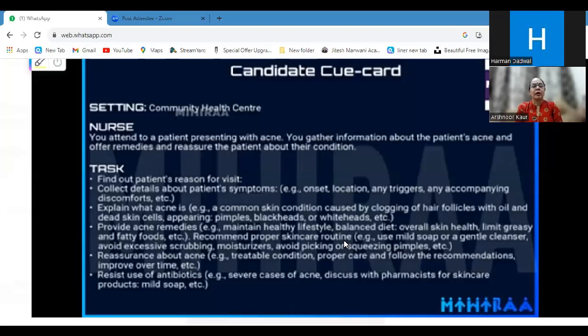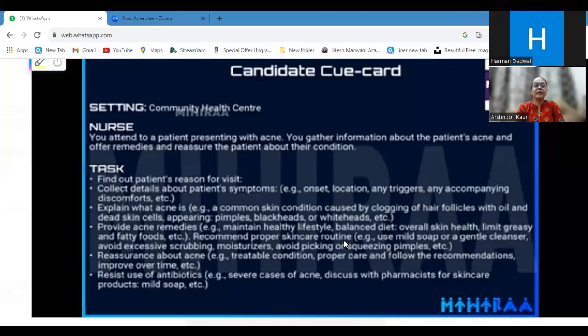Now, the first part, that is how to address the patient, that is community health center, and the patient has come to you first time with the problem of acne. You may start the topic like, hello, I am, and here you have to tell about the name. You have to introduce yourself. My name is Dash and Dash, and I'm the community health center nurse, or I'll be your attending nurse today. How may I help you?